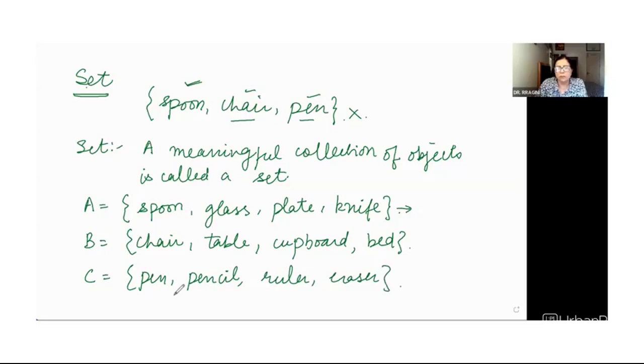How can we combine the properties? Now these are the objects which are used as stationery items, right? Now we can say that all of these three collections of objects form a particular set, as we can denote them by a combination or a common property that we can combine them. So this is how we define a set. A set is a meaningful collection of objects, right?